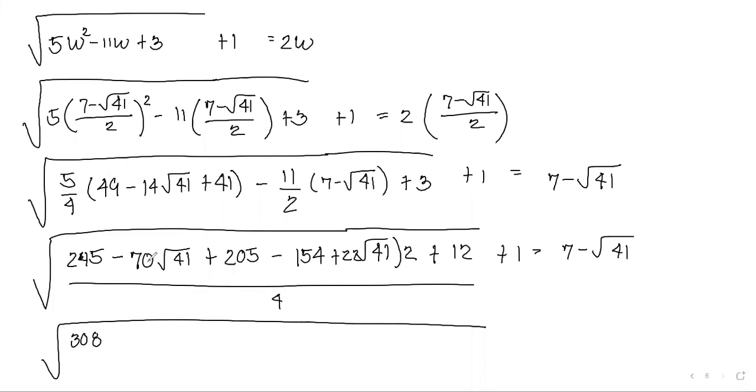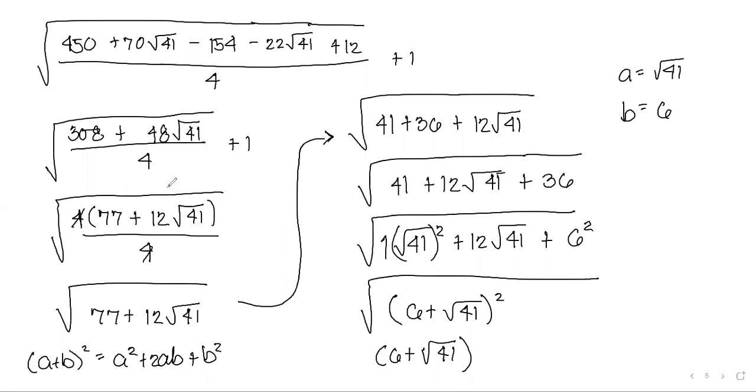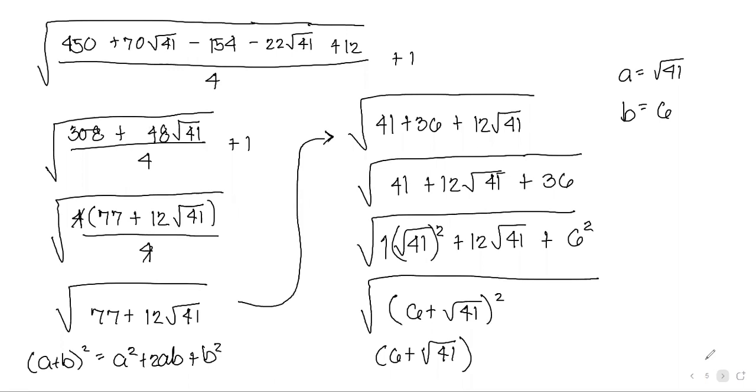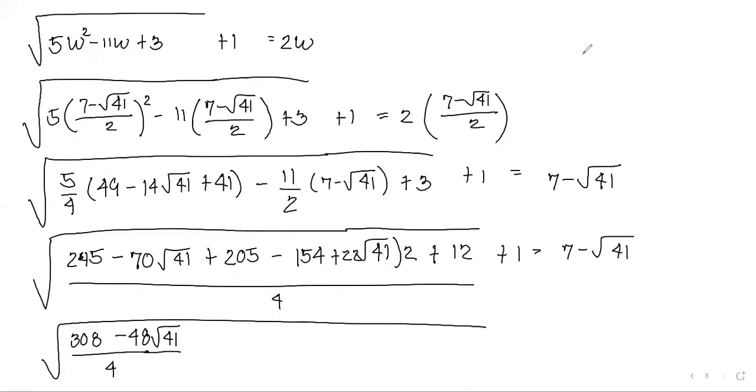Tapos, negative 70. Plus 22. Negative 48. Same lang din kanina. Diba? Ano lang yung kanina dito. Square root of 41. So, pwedeng copyhin na lang natin yun. Square root of 308 plus 48. Minus nga lang dito. So, factor out natin si 4. Ayan, plus 1 equals 7 minus square root of 41.